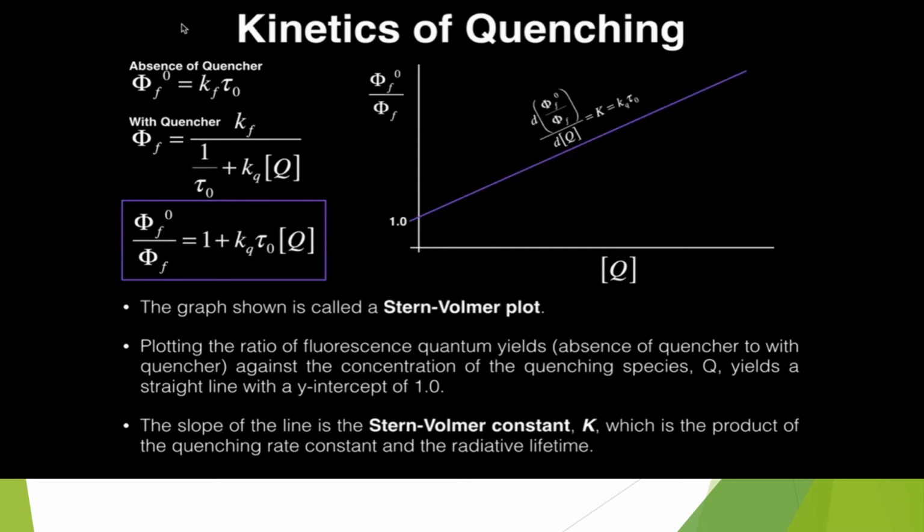Kinetics of quenching, right? And we're going to discuss also something which is shown right here, which is a Stern-Volmer plot, and we can determine what can be found or determined from it.